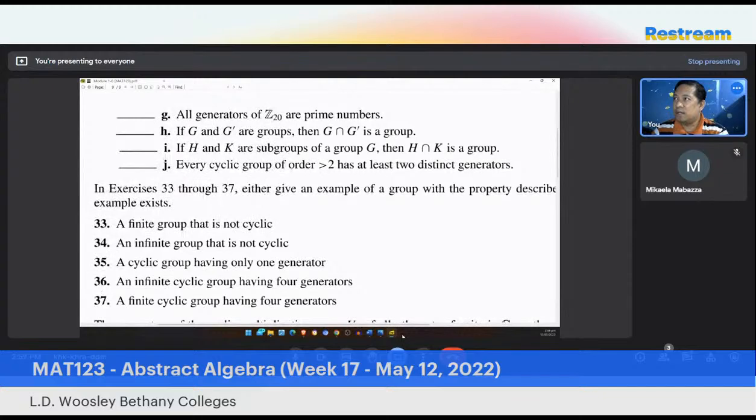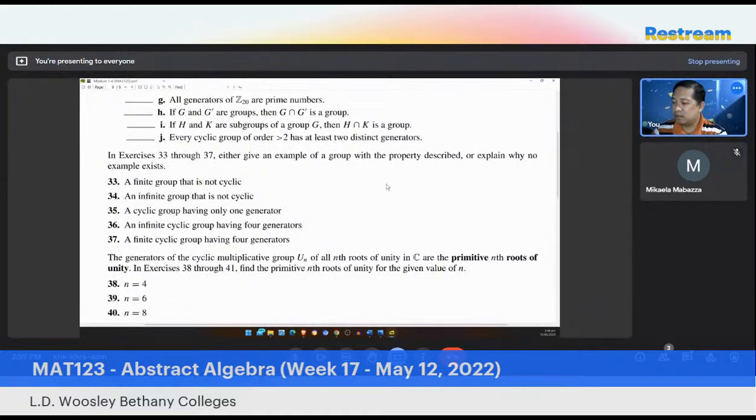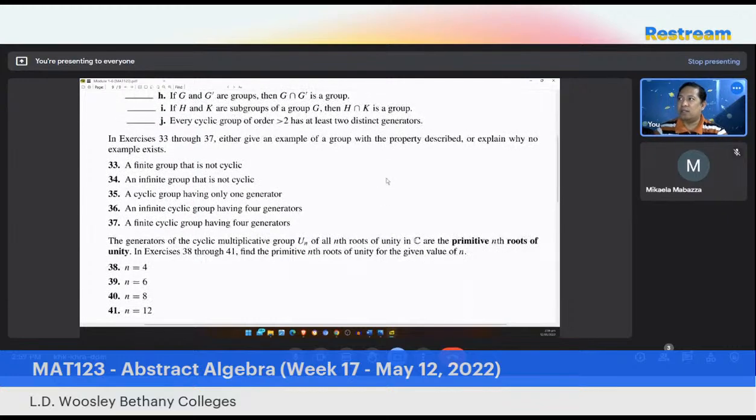Okay, from here, 33 to 37: give an example of a group with the property described, or if there is no example, explain why there is none. For 33, we need a finite group that is not cyclic. It doesn't repeat. One example here is the Klein 4 group. You just review the Klein 4 group stated in the previous material. That is a finite group that is not cyclic.